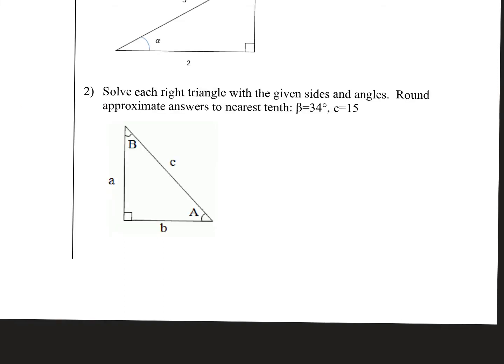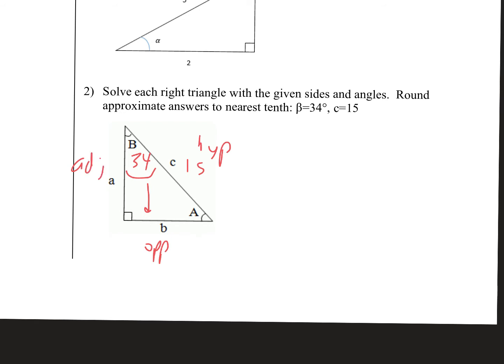All right, next question we're going to do here is number 2. So they say this one is 34, and then C is 15. So they want me to find all the missing sides and angles. And so I'm going to go ahead and take my 34 here, and I'll label this one as opposite, label this one as the hypotenuse, and then I'll label this one as adjacent.